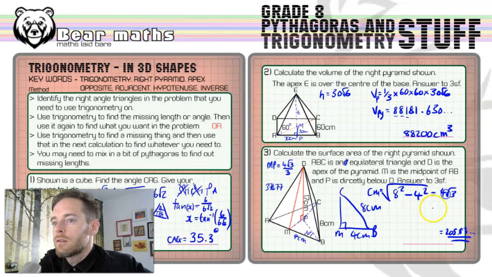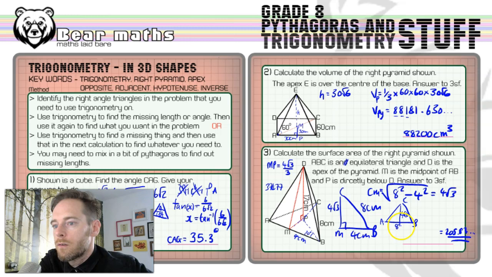Could have done this bit first, actually. It doesn't really matter, as long as we've got 3 significant figures, it's fine. So 4 root 3 is this length here, and that's our perpendicular height. So all we need to do is multiply that by 4, right? And then we've got the base of this whole ABC triangle. So the equilateral triangle ABC, there's our perpendicular height, 4 root 3.